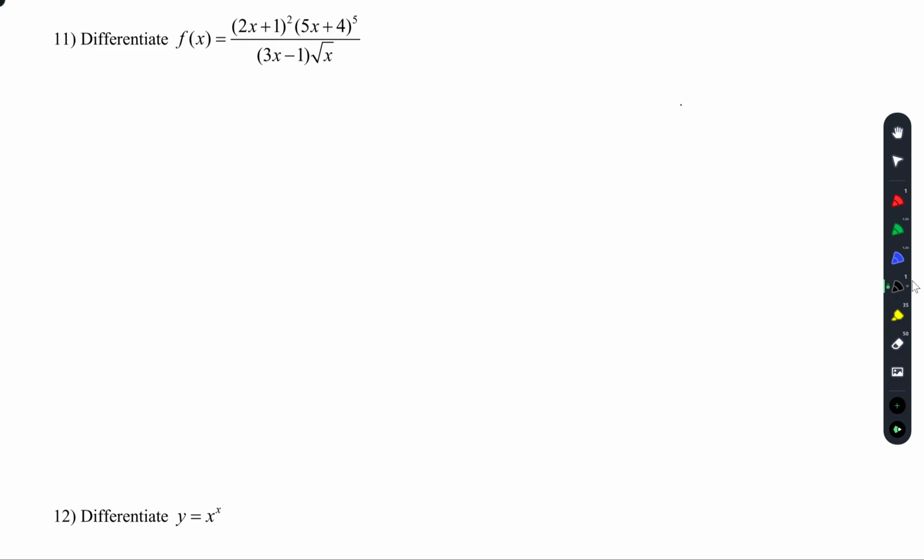Did I use Y? Yeah. Okay, this is what I'm going to do. I'm going to call it Y. Y equals, and I'm going to rewrite this, put some space in here. 2x plus 1 squared, 5x plus 4 to the 5th, all over 3x minus 1. Don't judge, I'm writing x to the half. It makes me feel better. Because when I do derivs, it just organizes my life more.